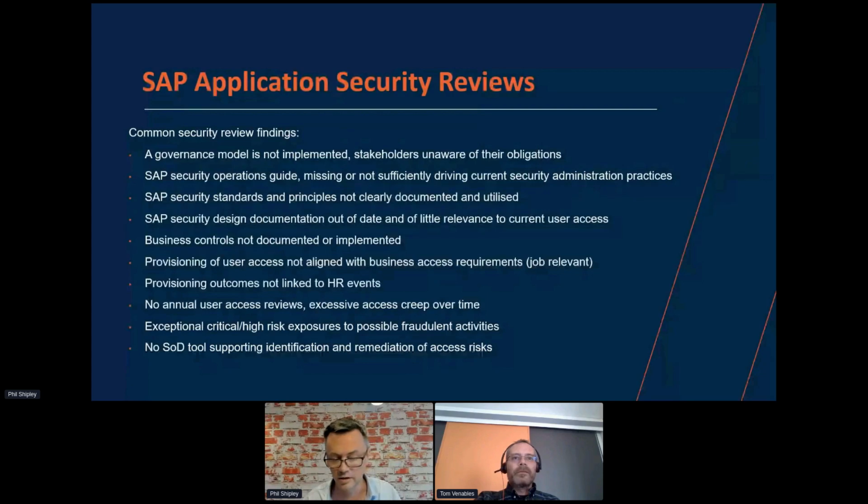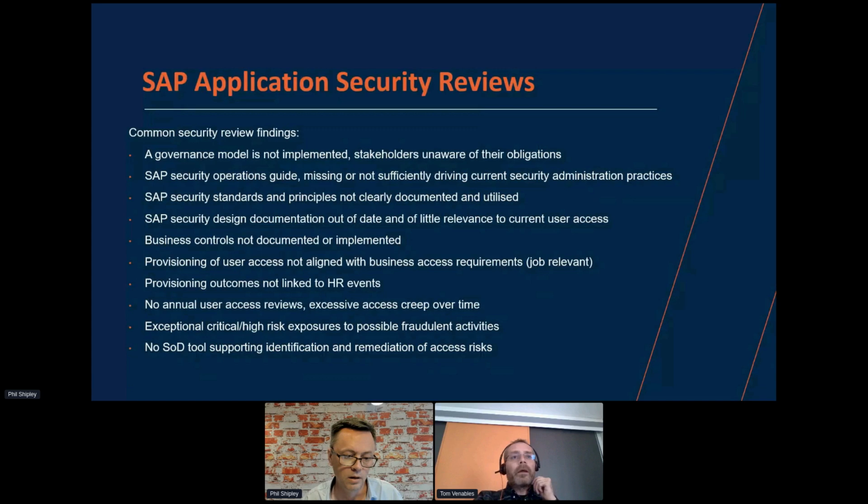And provisioning not being linked to HR events. So again, we get the whole, if someone leaves, are you appropriately terminating their access? When someone transfers, retaining and gaining new accesses, making sure that they're job relevant. No annual user access reviews, and again, access creep over time. One of the fundamental processes that any small business should be doing to be audit ready is demonstrating that they have actually reviewed access on users and pulled that back to being the least privilege for them to do their jobs.